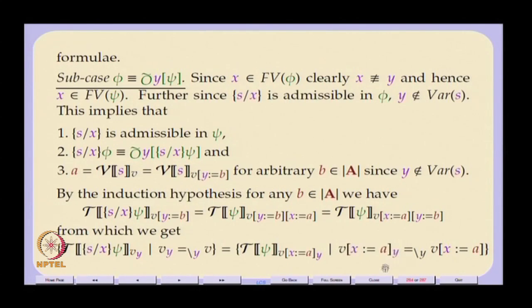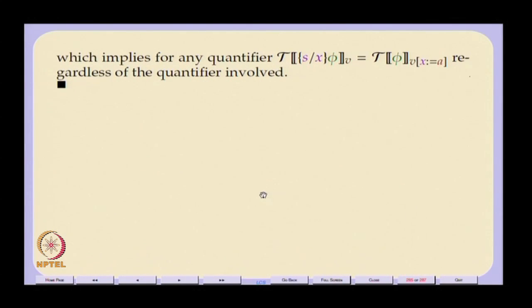Yeah, this is all metasyntactic manipulation. What this gives us therefore is, since the two sets are equal, it does not matter what quantifier I am talking about: as long as I use the same quantifier on both sides, I get an equality, and this is the substitution lemma.